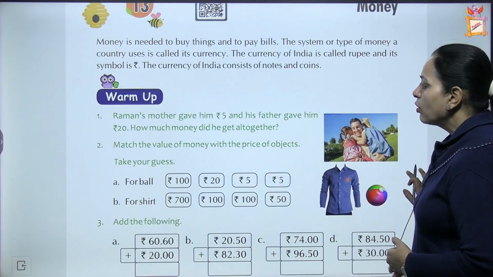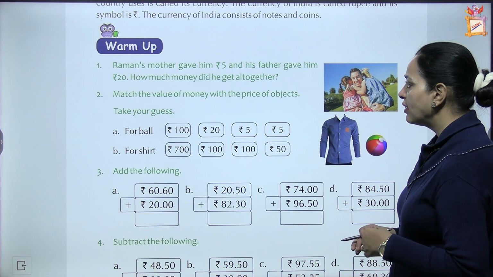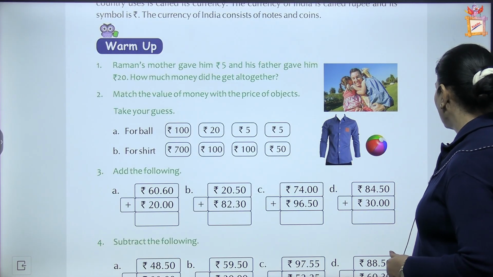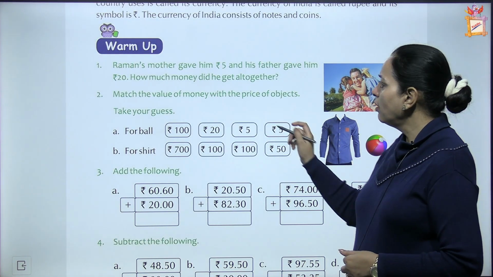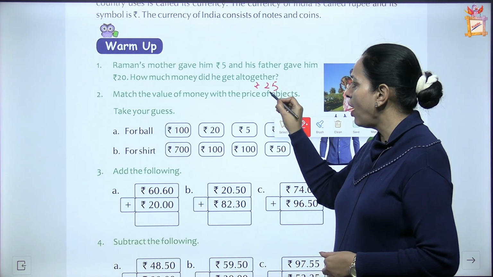Now warm up. Question number 1. Raman's mother gave him rupees 5 and his father gave him rupees 20. So how much money did he get altogether? So total 5 plus 20, rupees 25.